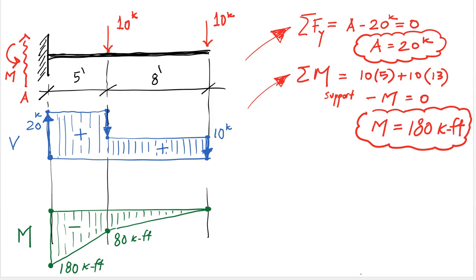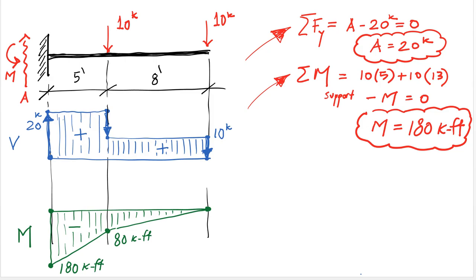So again, at the left, we start with 20, up, positive. Then once we get to the first intermediate load, it goes down by 10. We get to 10 kips, and then constant until the end.